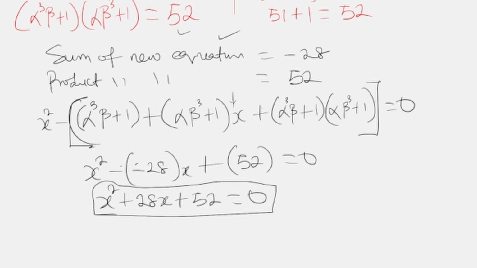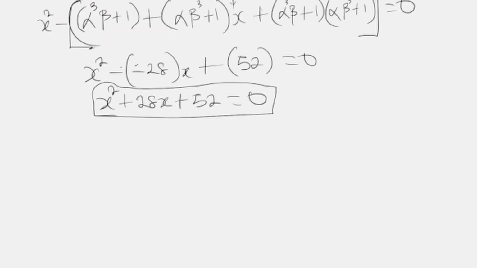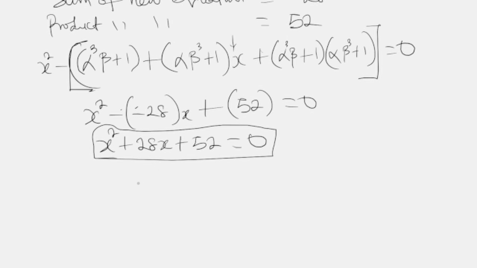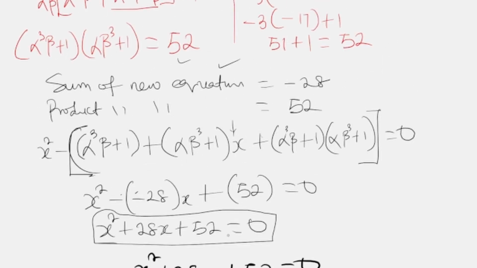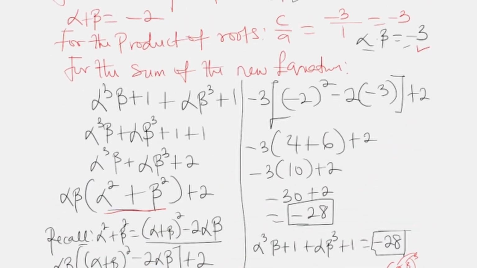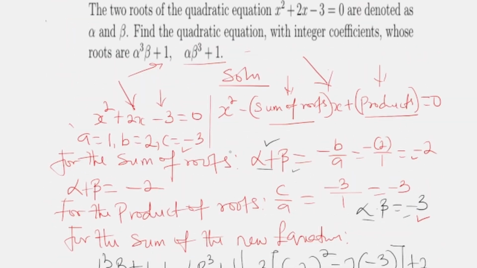And here is the solution to this very problem. Let me write it nicely so that you can understand better. Here, the new equation is x squared plus 28x plus 52 is equal to 0. This is the solution, and here is how to solve this very problem. So next time you are asked to find a new quadratic equation given an existing equation like this one here, do it this way and you get the answer correctly.